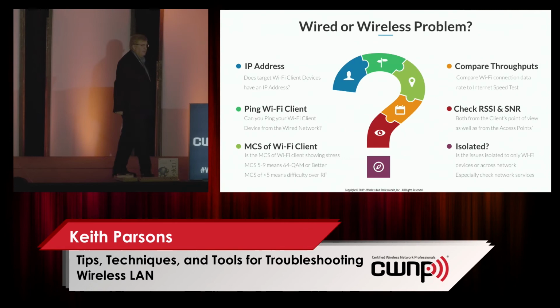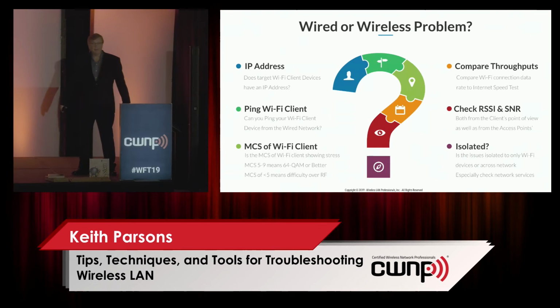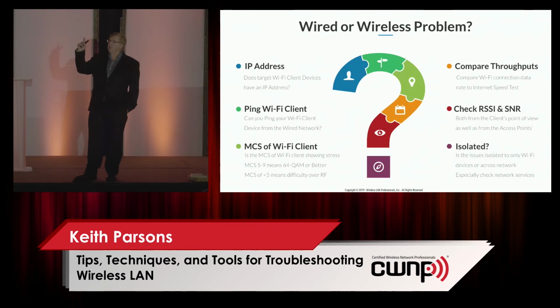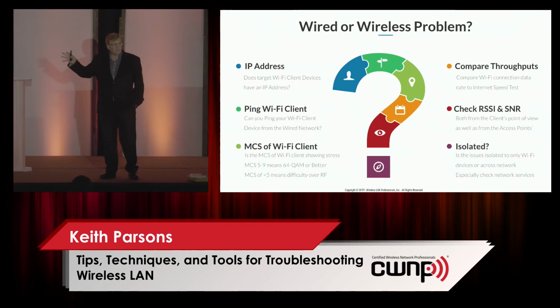Ping does not tell you about the health of your RF. We use it in the wired world all the time because ping tells me the truth. In wireless, it doesn't. So I need to know what the MCS is. Another thing I can do is compare throughputs. I can compare what the AP is offering versus what I am getting. If the AP is offering 560 and I'm only getting 110, why?